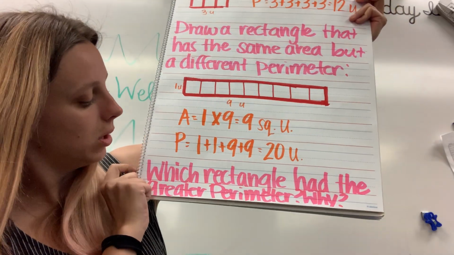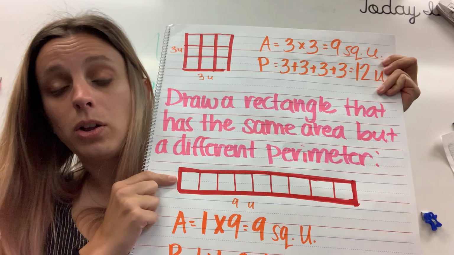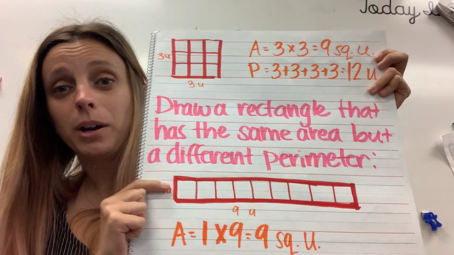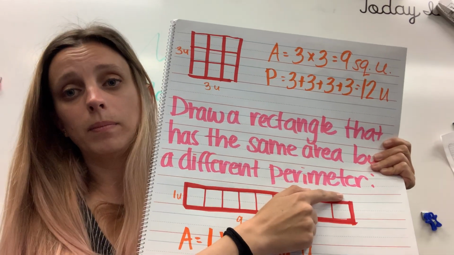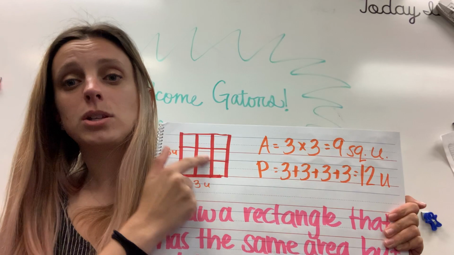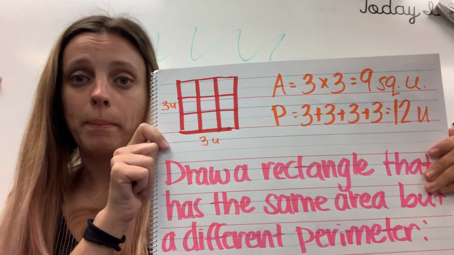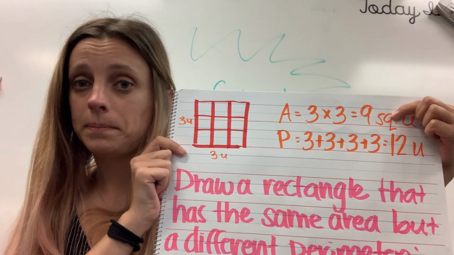So which rectangle had the greatest perimeter and why? This very skinny rectangle that we drew had the greater perimeter because more sides of those unit squares are showing. In a wider shape, like the one that they provided, some of those sides are hidden on the inside of the shape. And so the perimeter is going to be smaller if the area is the same.